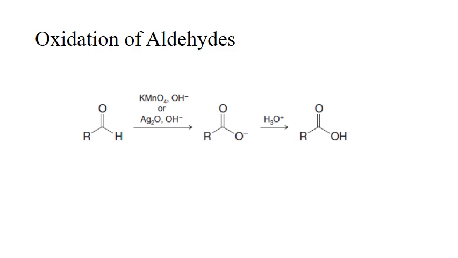Oxidation of aldehydes. Aldehydes are easily oxidized with strong oxidizing agents such as potassium permanganate in alkaline medium, or by weak oxidizing agents such as silver oxide in alkaline medium, to give the corresponding carboxylate, which can be acidified to give the corresponding carboxylic acid.